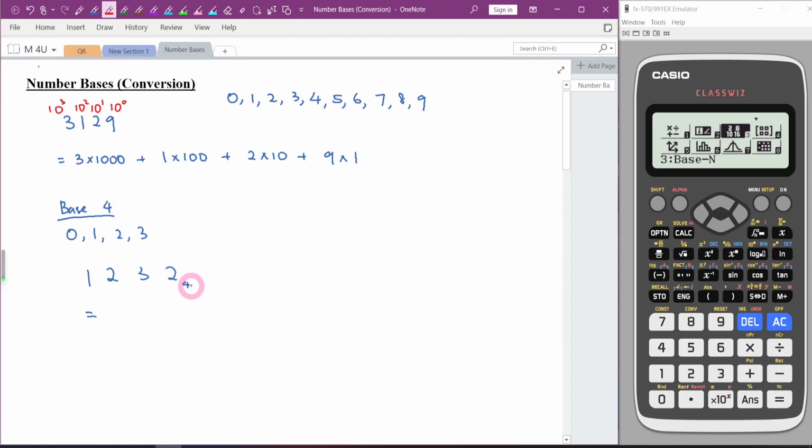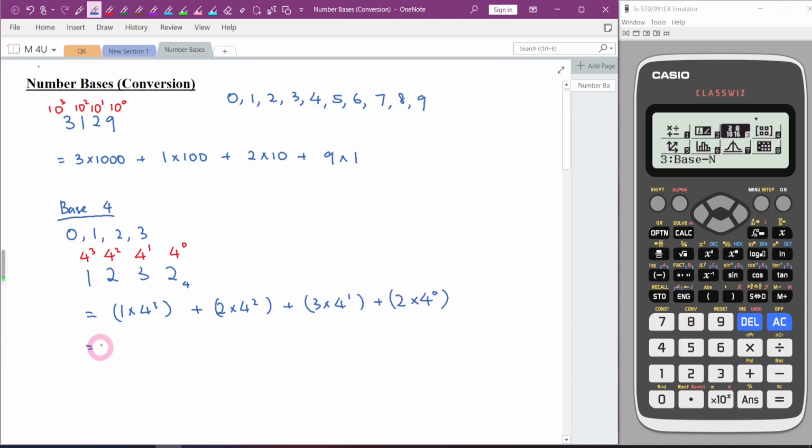So this is base 4, therefore the place value will be 4 power 0. Always start with 0, remember. 4 power 1, 4 power 2, and 4 power 3. Okay, so 1 times 4 power 3 plus 2 times 4 power 2 plus 3 times 4 power 1 plus 2 times 4 power 0.